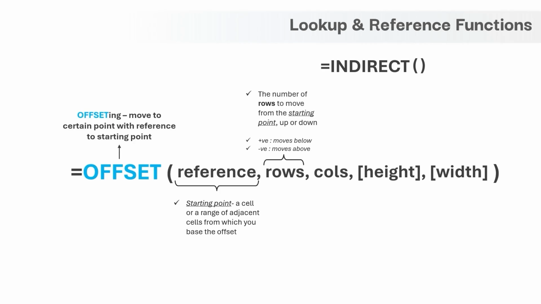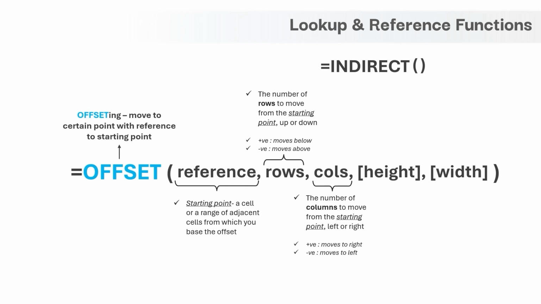Rows is the number of rows to move either up or down from the starting point. If you give a positive value as input, it moves down. If you give a negative value, it moves up. Similarly, the argument columns is the number of columns to move either left or right from the starting point. A positive value will move to the right, while a negative value moves to the left. And of course, if we input 0 into both of these arguments or either of them, we will remain at the same position with respect to rows or columns or both.